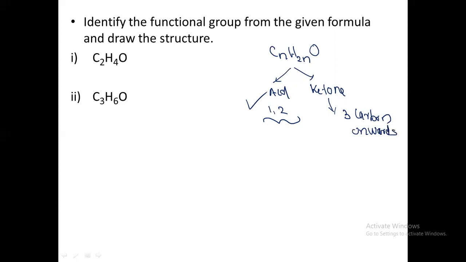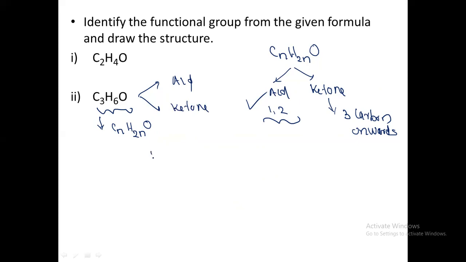3 carbon onwards. Now look at the second example. You have 3 carbon here, and this is an alkene formula, double 3 carbon. So the number of hydrogens is 6, so just double. So it fits into the formula CnH2nO. So there are two possibilities, right? Either aldehyde or ketone.